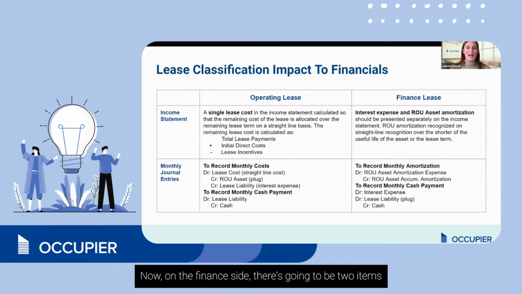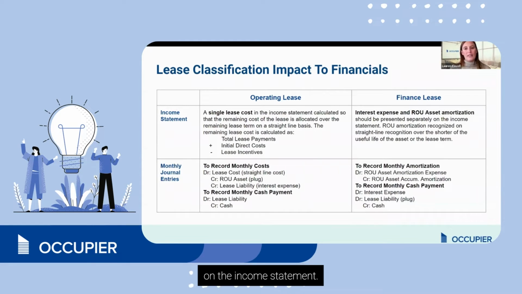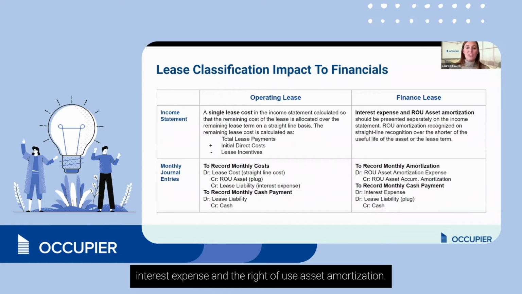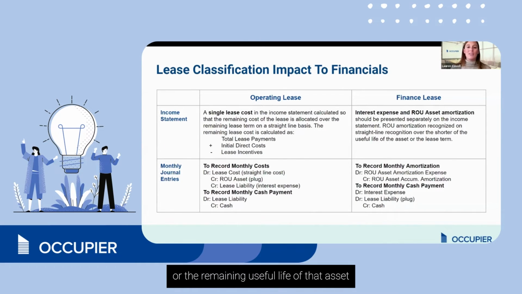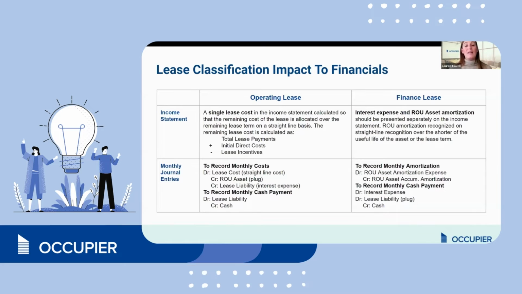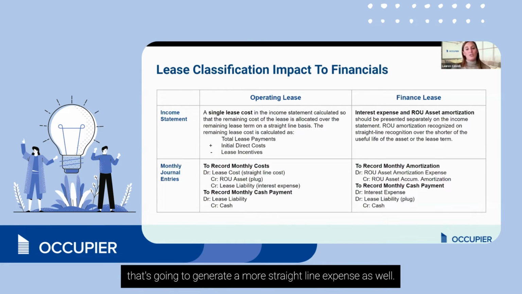Now on the finance side, there's going to be two items on the income statement. There's going to be interest expense and a right of use asset amortization. The right of use asset amortization is calculated taking the beginning right of use asset balance divided by the shorter of the remaining lease term or the remaining useful life of that asset. That's going to generate a more straight line expense as well.